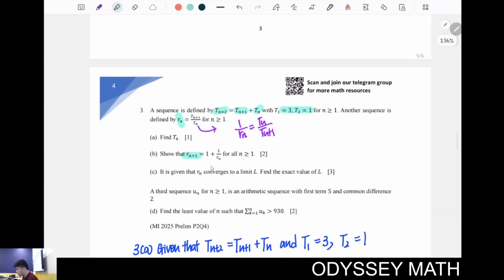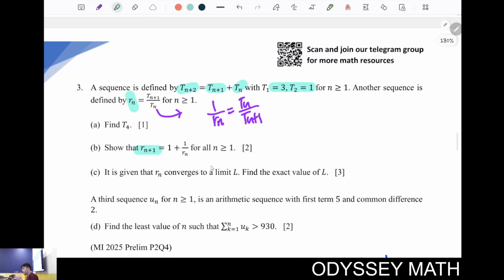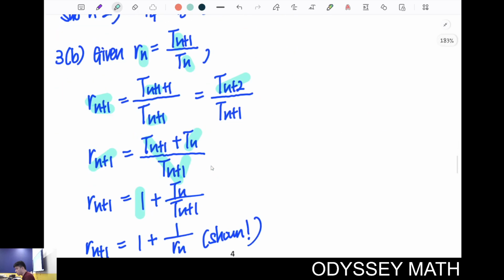So when the question says that Rn converges to a limit L, you need to know that Rn plus 1 approaches L and Rn approaches L. So you replace Rn plus 1 and Rn both with L.